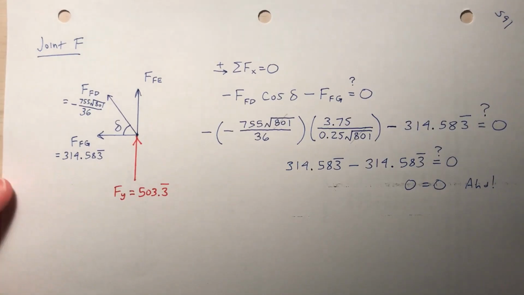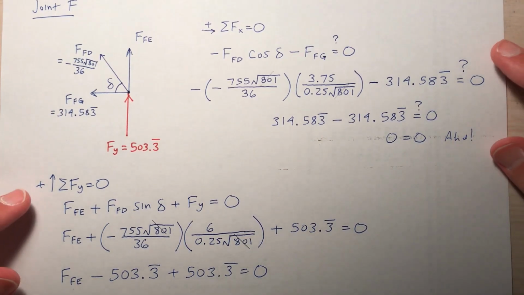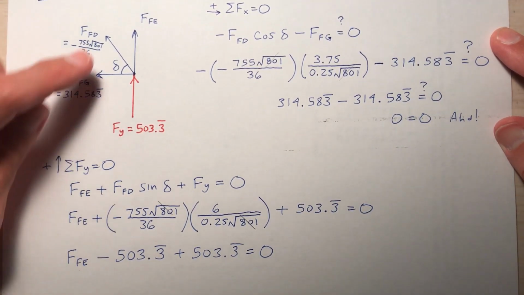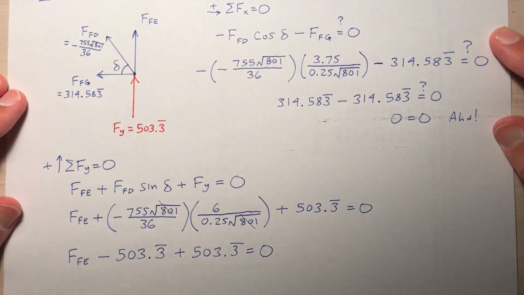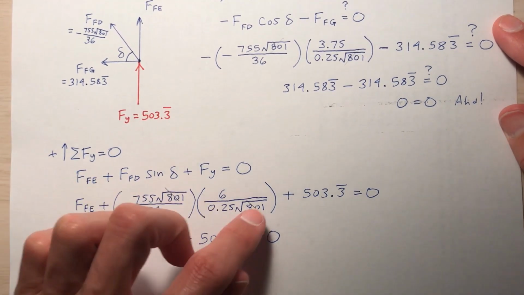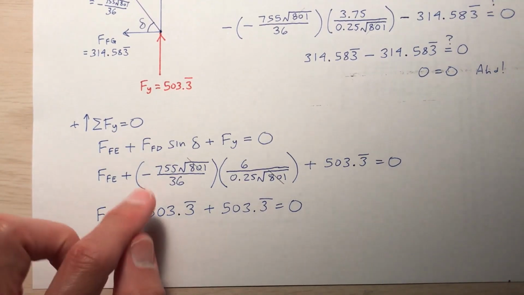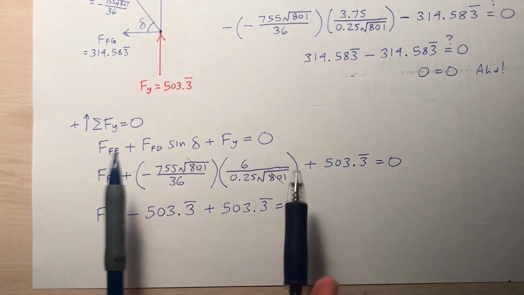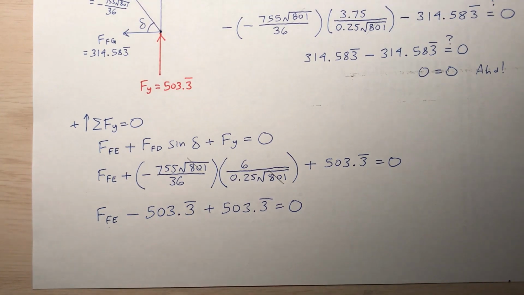So now I want to find the sum of the forces in the y direction to find F sub FE. So I sum the forces in the y direction. F sub FE plus F sub FD sine delta, the vertical component of this vector, plus F sub y, that's the reaction at F, should be equal to 0. Stick in all the appropriate numbers. F sub FE is the unknown, so I arrive at this equation. F sub FE, this mess in parentheses, hang on a minute, this mess between the parentheses here, that becomes negative 503 1/3. And then the 503 1/3, that's this one here.